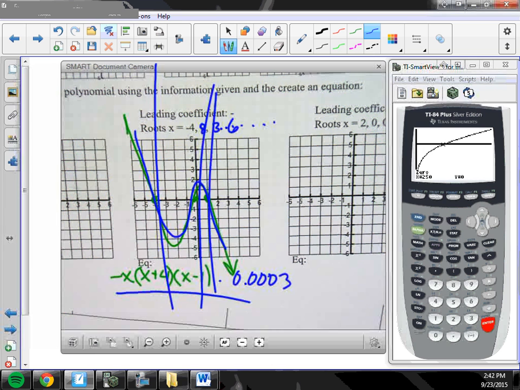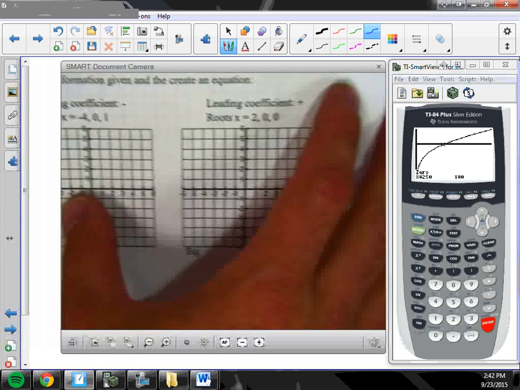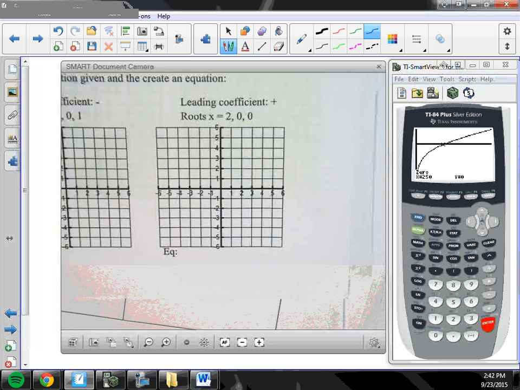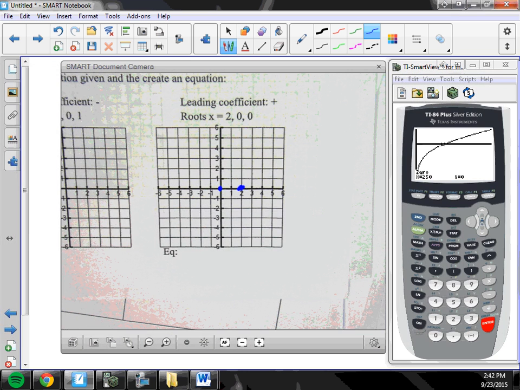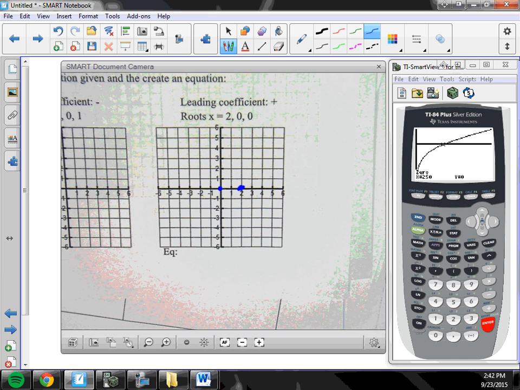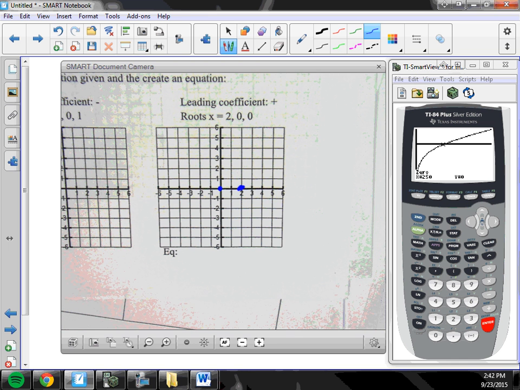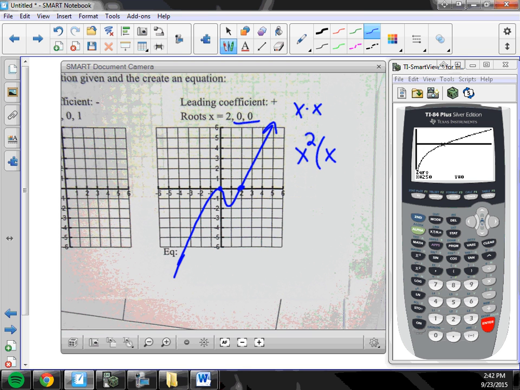All right. So let's look here. Roots are 0, 0, and 2. Leading coefficient is positive. This is an x to the third. Where do we start? Start at the bottom. What happens when I get near 0? It's a double root, so it's going to bounce off, turn around, and then go straight through. And I would list this not as x times x, but x squared times x minus 2.